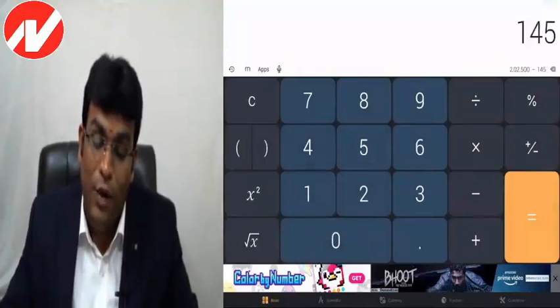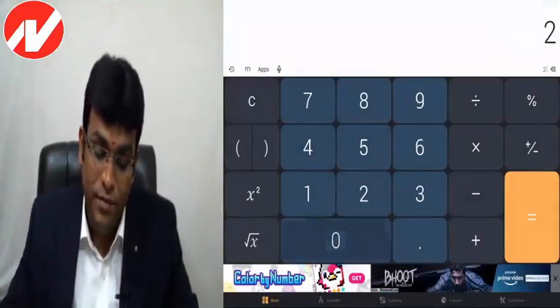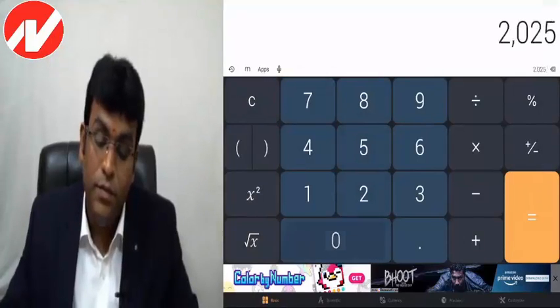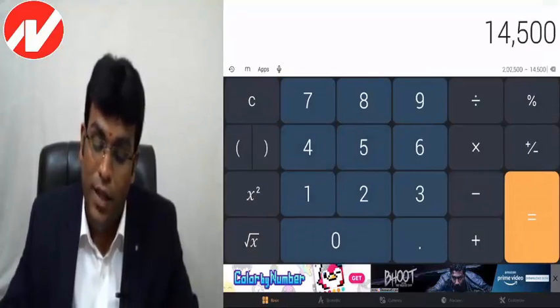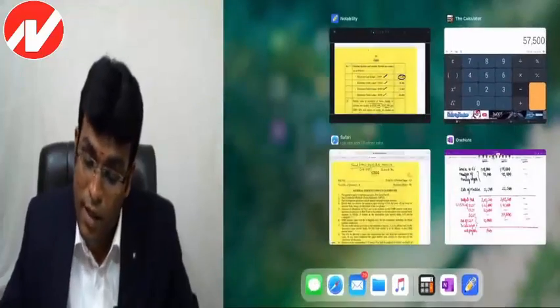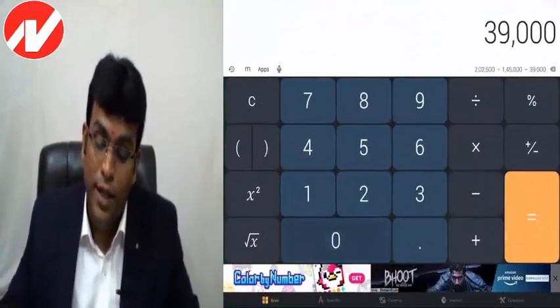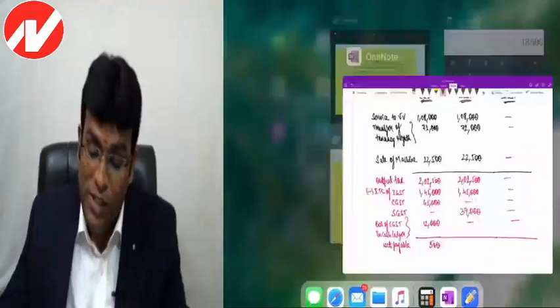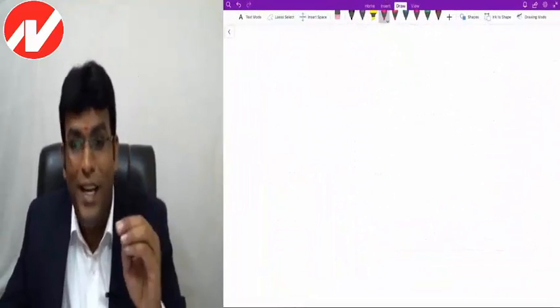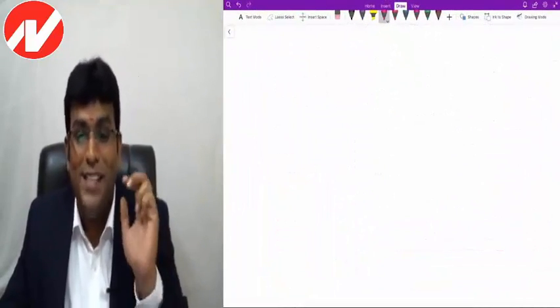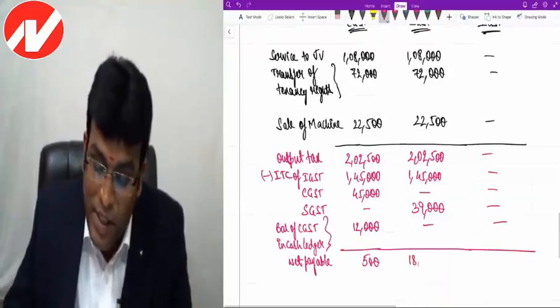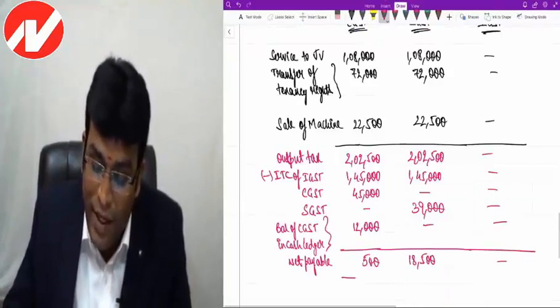Then 2,02,500 minus 1,45,000 minus 39,000. This is coming to 18,500. So my net payable is 18,500 for CGST part. SGST part. CGST is 500, SGST is 18,500.